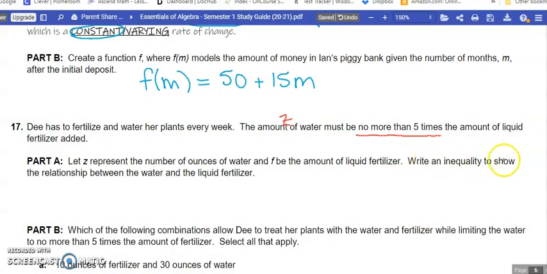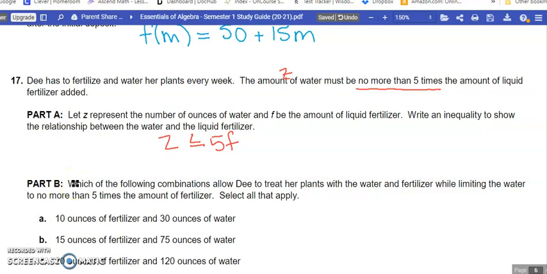We want to write an inequality to show the relationship between the water and the liquid fertilizer. So the amount of water, which is Z, must be no more than, so less than or equal to, 5 times the amount of liquid fertilizer. So fertilizer is F, so 5 times the fertilizer.